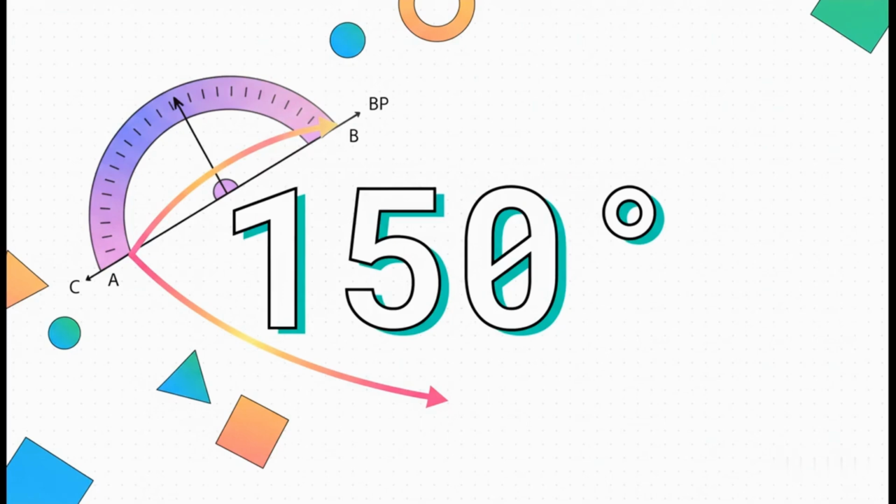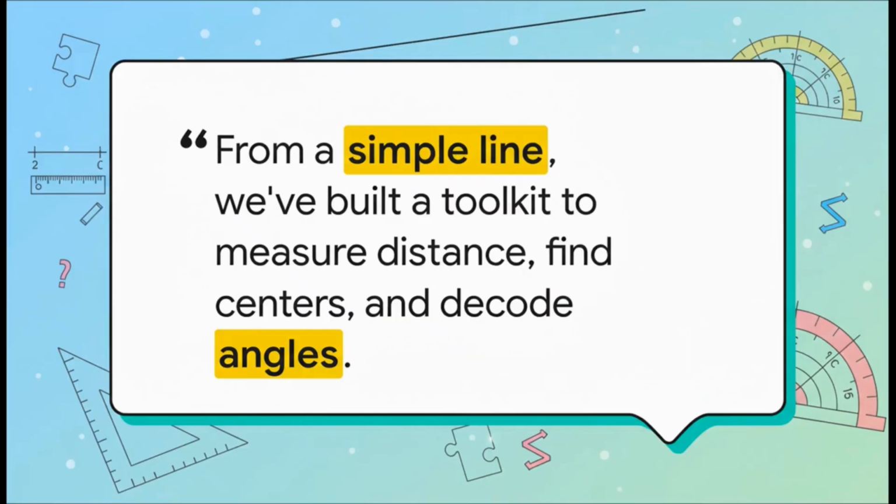And there it is. Ray BP clearly crosses the scale right at 150. That means the measure of angle ABP is 150 degrees. And boom, we've just successfully used our brand new tool to measure rotation. Simple as that.